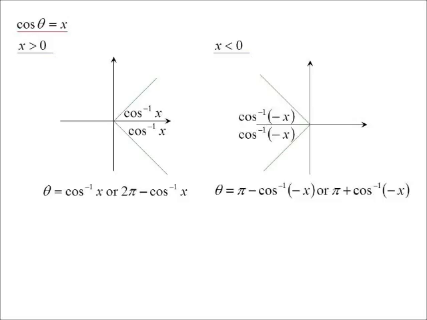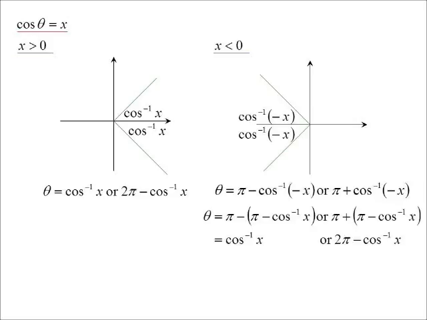Now, pi minus the inverse cos of negative x, or pi plus, but inverse cos of negative x was equal to, so it wasn't exactly an odd function, it was an odd function shifted up pi on 2. So if we replace inverse cos of negative x with pi minus, we get inverse cos of x, or 2 pi minus inverse cos of x. Same answers. So again, it actually didn't matter whether it's positive or negative.